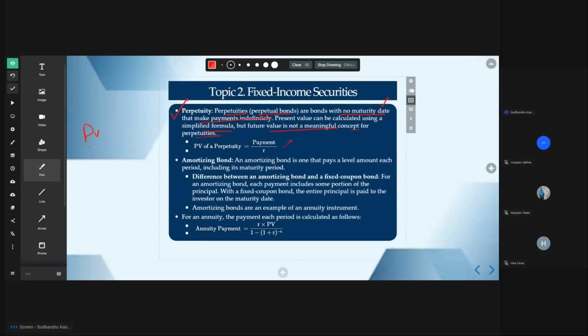Present value of perpetuity. Just remember, perpetuity is a bond which just pays interest, but never pays you your principal back. It pays you your coupon continuously, but never the principal. So it continues indefinitely. And the formula is your payment, whichever is coming, divided by R. Again, you have to remember.